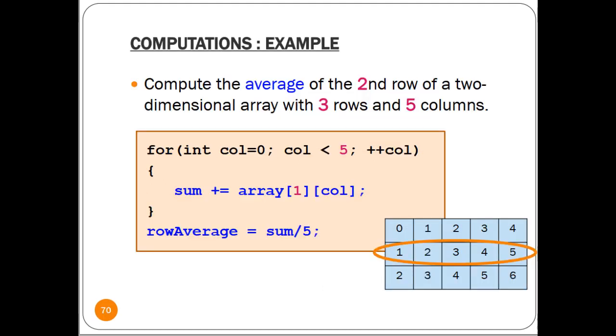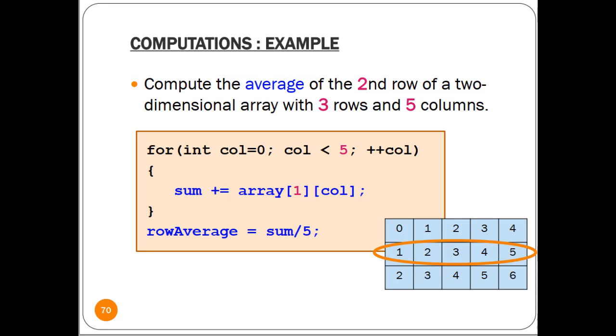Let's say we don't want to operate on the entire two-dimensional array. We just want to compute either a row or a column in the two-dimensional array. Then we're not going to need a nested for loop. We just need a single for loop, because now it's like we're working on a one-dimensional array.